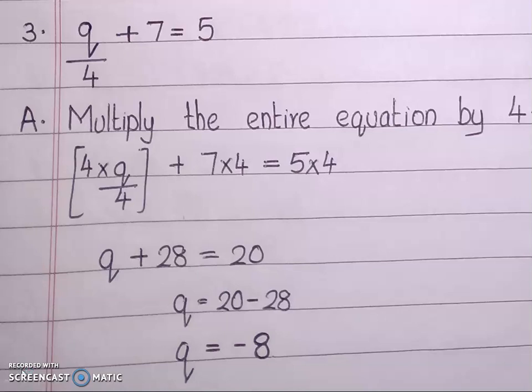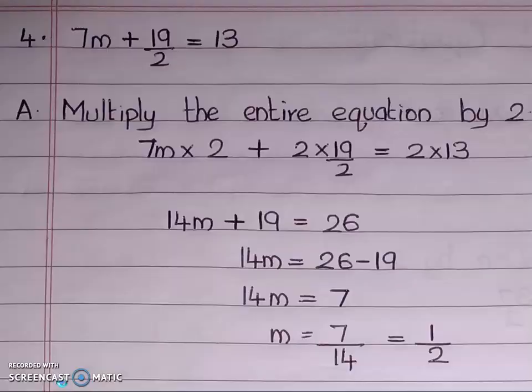Now q equal to 20 minus 28. So you will have the same situation: smaller number minus larger number. So you will get the answer as negative. So q equal to minus 8. Let's see the next problem.